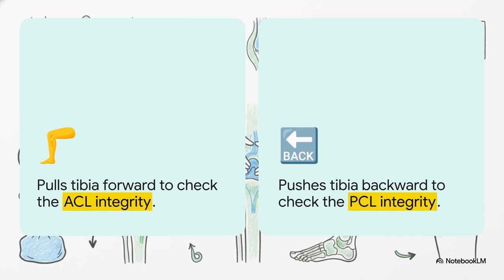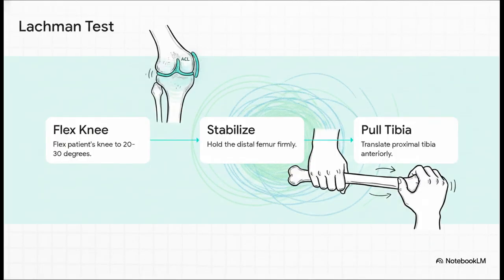For the anterior drawer test, you grip the proximal tibia and pull it straight forward towards you. That's checking the ACL. On the flip side, for the posterior drawer test, you push the tibia straight back away from you to check the PCL. All the while, your brain should be 100% focused on judging the quality of that endpoint we just talked about. Now, the absolute gold standard for detecting ACL injuries is the Lachman test. Why is it the best?